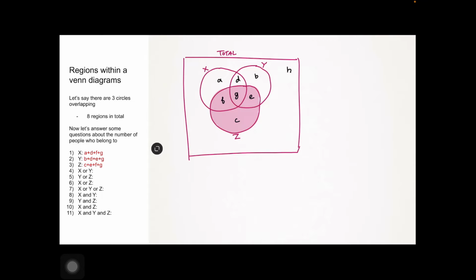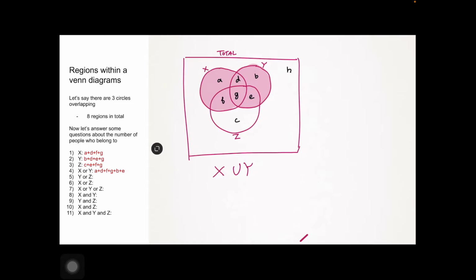How many people belong to X or Y? When I say X or Y, what it means is people can belong to only X, people can belong to only Y, or people belonging to the X and Y overlap. So it's something like this. People may be inside X circle, people may be inside Y circle. Consider all these people.